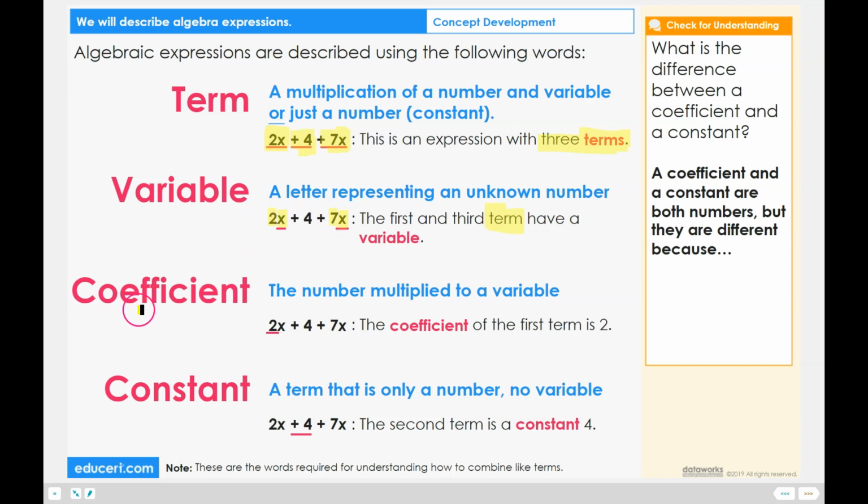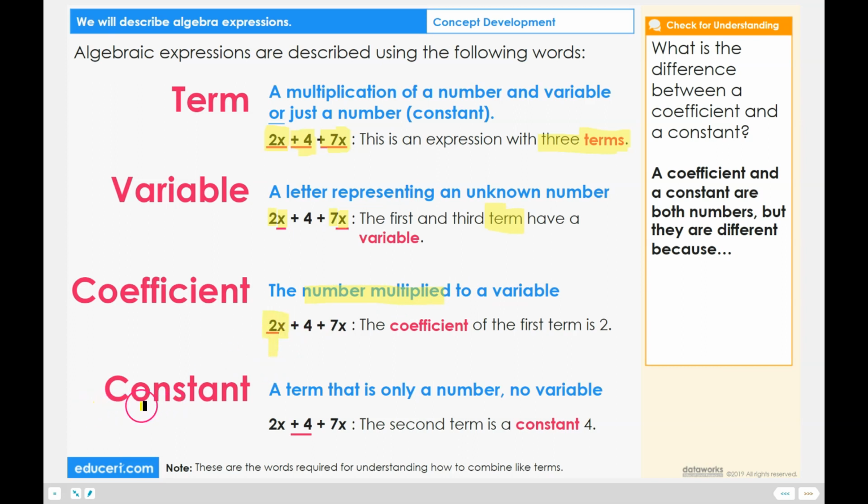The next word is coefficient. Coefficient is the number multiplied to a variable. In the variable term 2x, the coefficient of this term is that number only, so the coefficient is 2. The coefficient of the first term is 2 because 2 is the number that's multiplied to the variable x. So coefficient is just a number, and it's the number that's being multiplied to the variable.